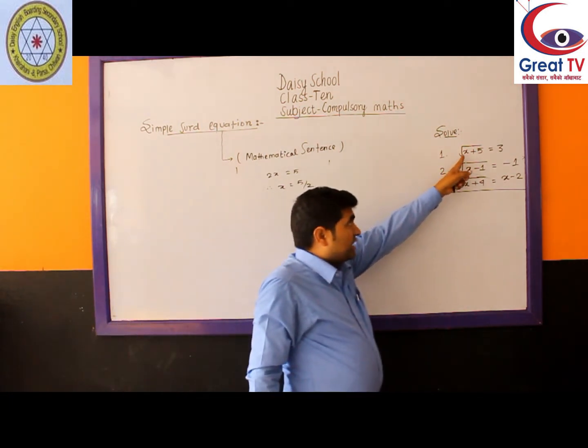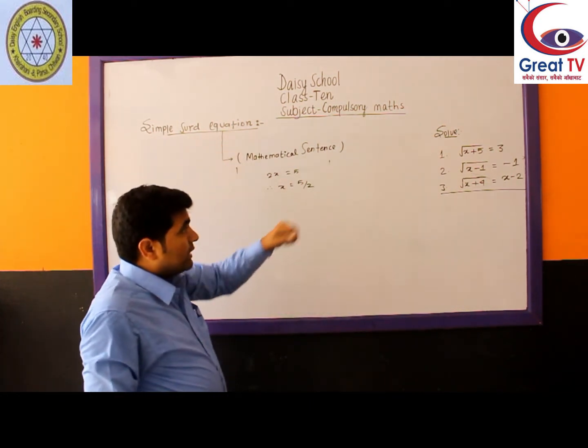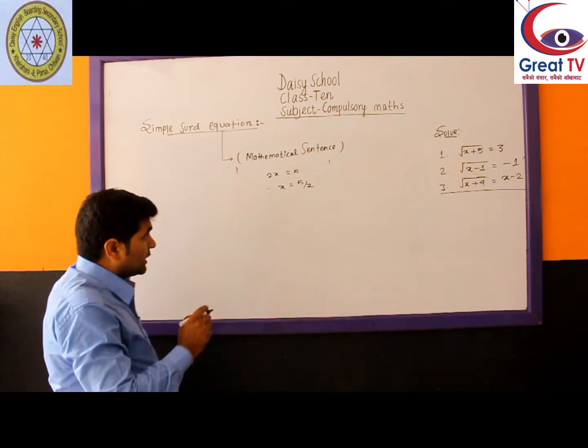The equation with radical sign. So this equation is called surd equations. Now I am going to do the numericals. Let's do the first question.